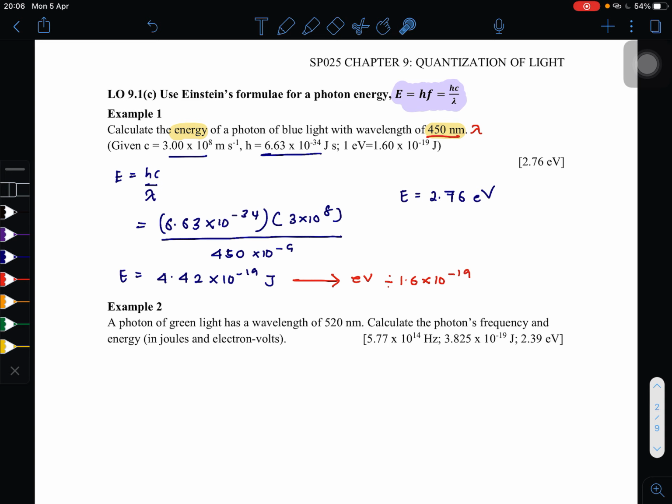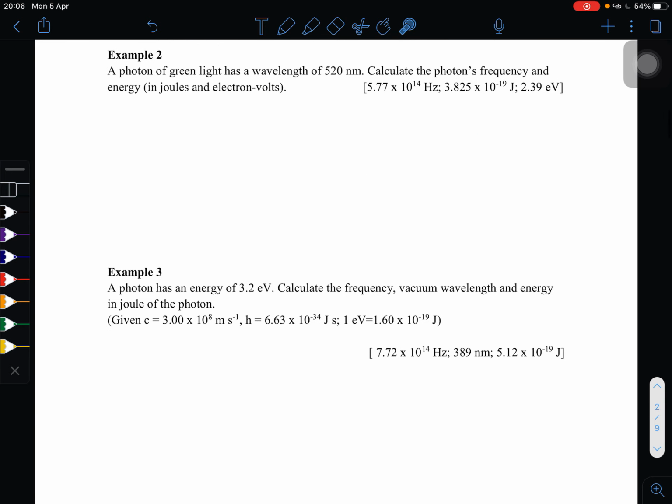Okay, kita tengok example yang kedua. A photon of green light has a wavelength of 520 nanometer. Calculate the photon's frequency and energy, which is energy must be in joules and electron volt. So we want to find frequency and energy. And then we know that energy is equal to HF, also equal to HC over lambda.